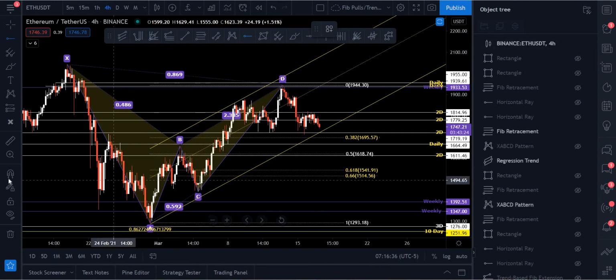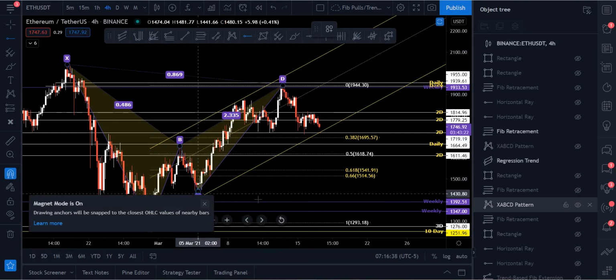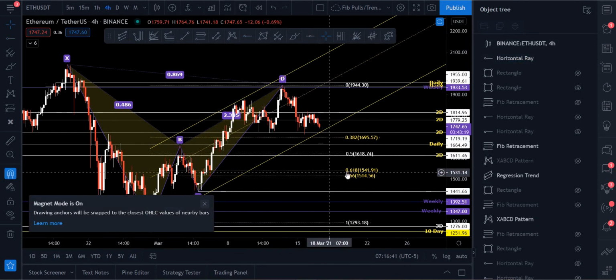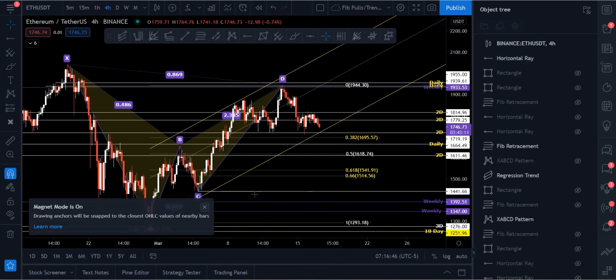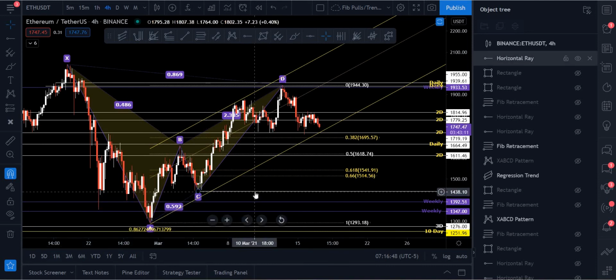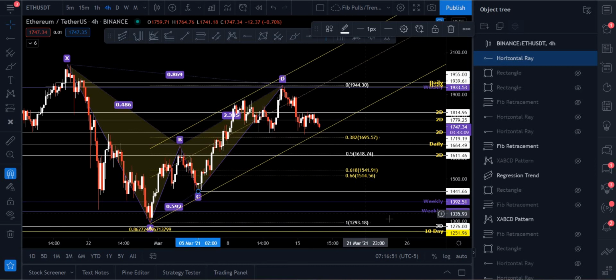Now, your golden pocket does come in before this, so do bear that in mind. I would give this probably a little bit of weight here at 1541 to 1514, but if that golden pocket does not hold, you will be looking down into the 1441 region. So that would be the next area of interest. If that area does not hold, you do have these two weeklies at 1347 and 1392 that will be of interest.